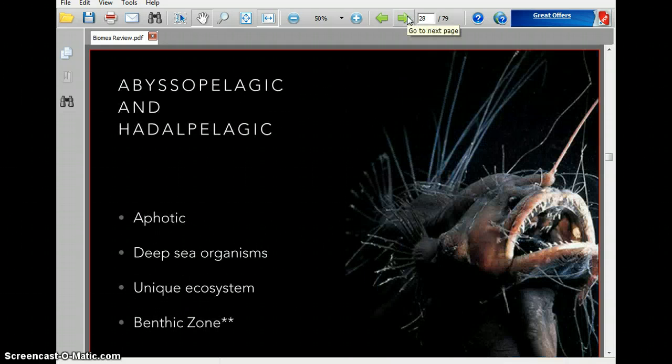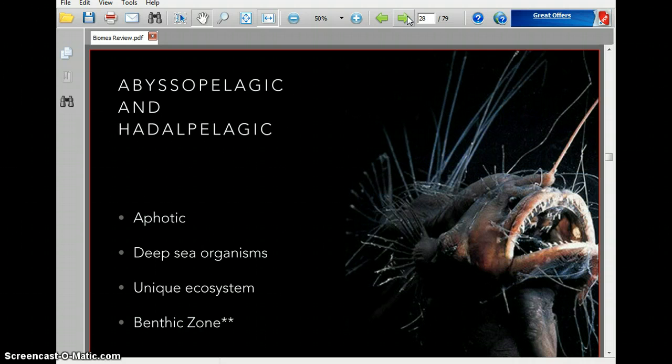The abyssopelagic and the hadopelagic zones are the bottom zones, and both of them are aphotic. So this is where the deep sea organisms live, and these organisms have specific niches. They have to go about getting food and even functioning in this habitat in a certain way because there's no light. Like the anglerfish has bioluminescence. A lot of the organisms in this zone give off some sort of bioluminescence, whether to attract prey or just to see. And it has a unique ecosystem.